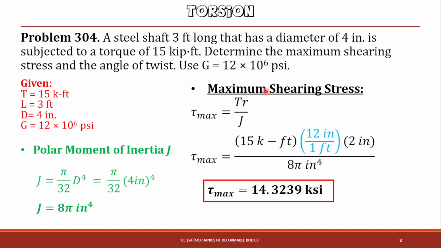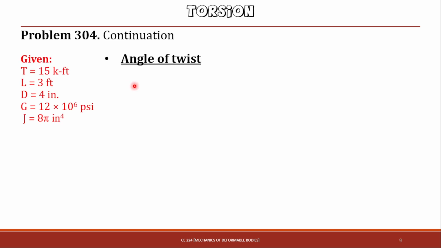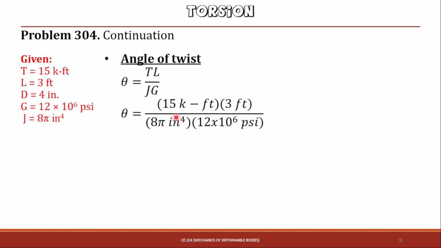Ang hinahanap pa sa atin ay yung angle of twist. So, what is the angle of twist for this particular problem? So, para mahanap natin yung angle of twist, so we have theta is equal to TL over JG. So, meron tayong given na torque, meron tayong given na length, polar moment of inertia, tsaka shear modulus. So, makukuha na natin yan agad. So, we have 15 kips feet. So, dito na papasok yung consistency of units.